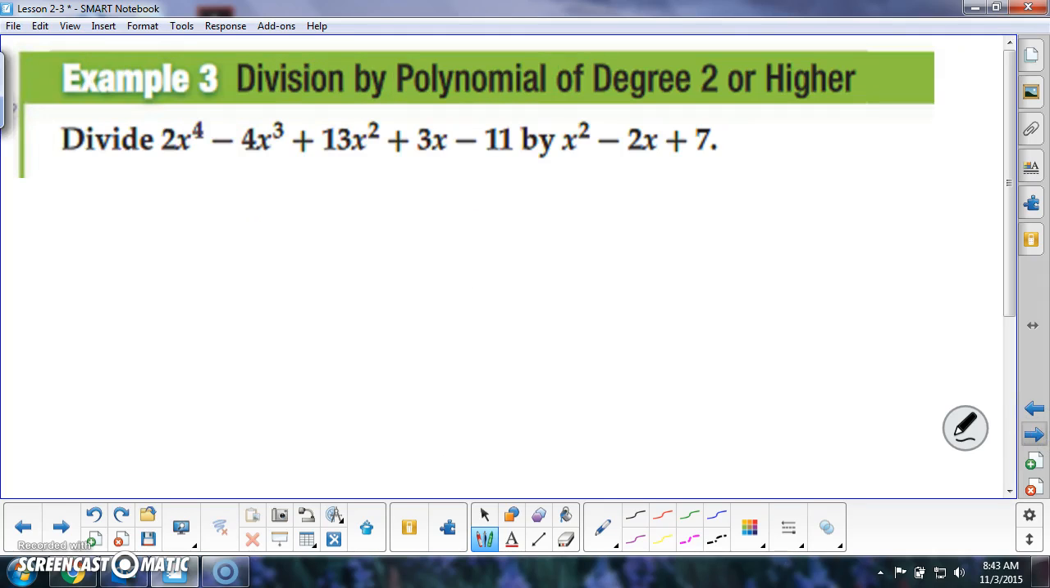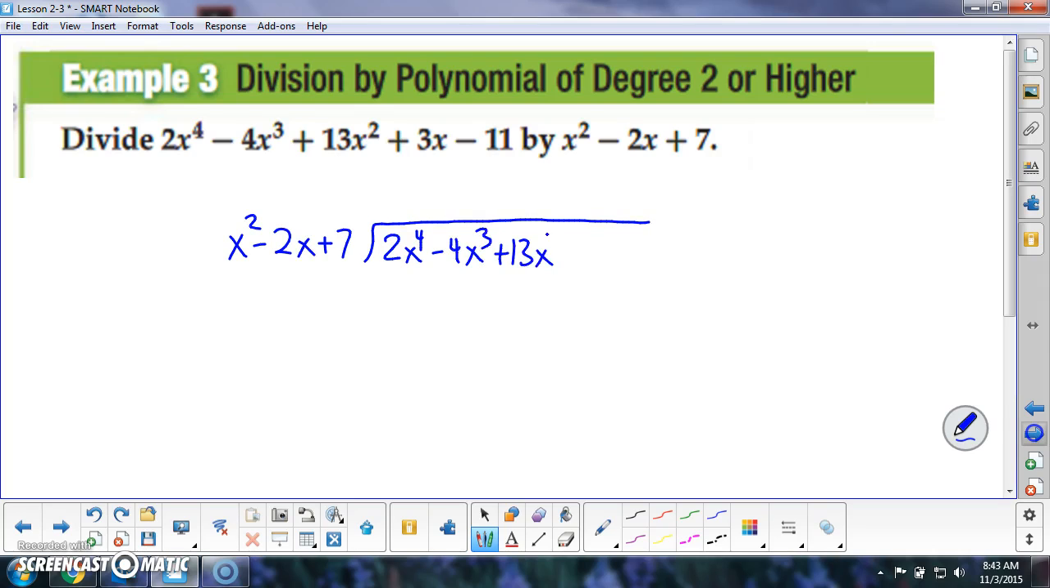Last problem. Here we have a 4th degree divided by a 2nd degree. So it looks really hard, but it's just more terms to deal with. But it's done the same way. So there's my divisor. My dividend. Doesn't look like I'm missing any terms, which is good. So let's see, my first term of my quotient is going to be a 2x squared.